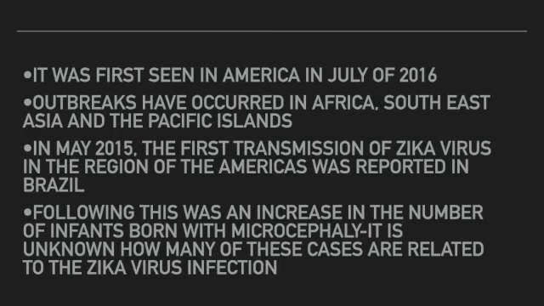The Zika virus was first seen in America in July of 2016. Outbreaks have occurred in Africa, Southeast Asia, and the Pacific Islands. In May 2015, the first transmission of Zika virus in the region of the Americas was reported in Brazil. Following this, there was an increase in the number of infants born with microcephaly, or an abnormally small head. It is unknown how many of these cases are directly related to the Zika virus infection.